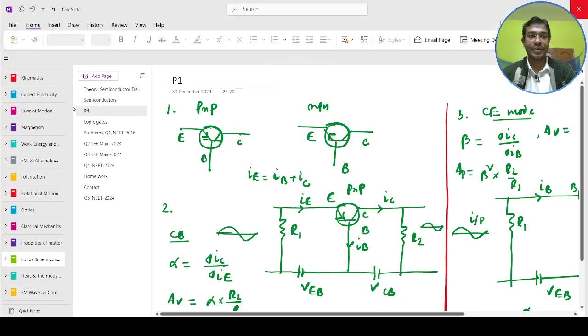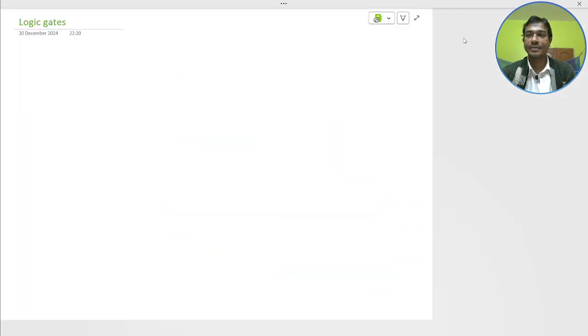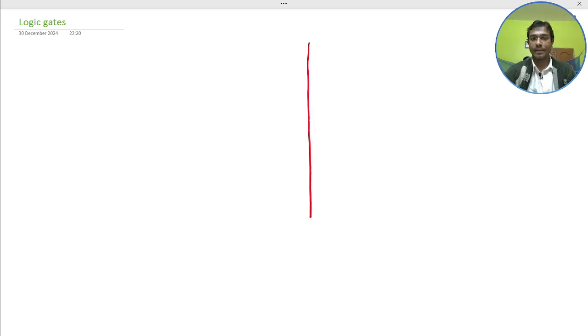Go ahead, our next topic, the logic gates. So first of all, the Boolean algebra, the OR operation. A or B equal to Y, that this is a symbol of the OR gate.